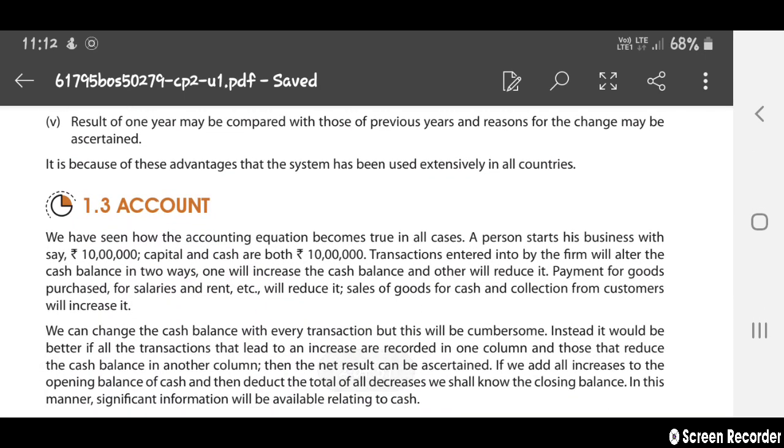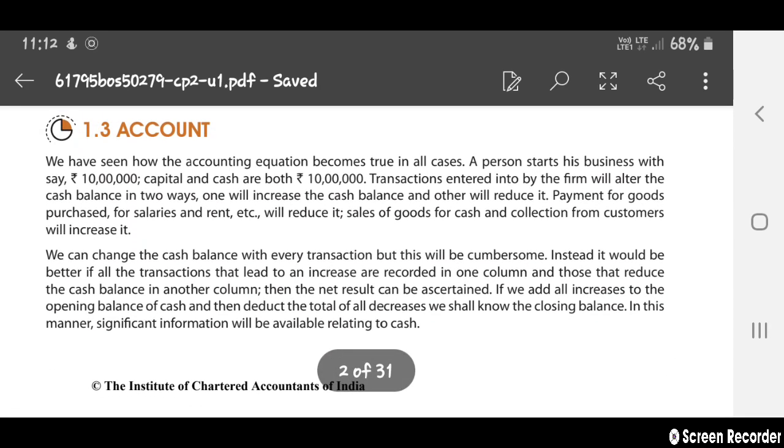Next, results of one year may be compared with the previous year, and reasons for the change may be ascertained. This year's profit can be compared with the previous year's, and any change can be investigated.